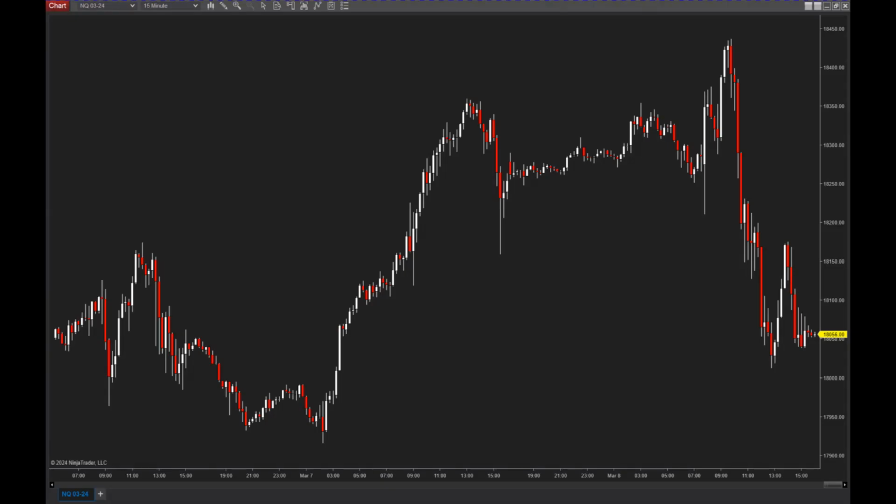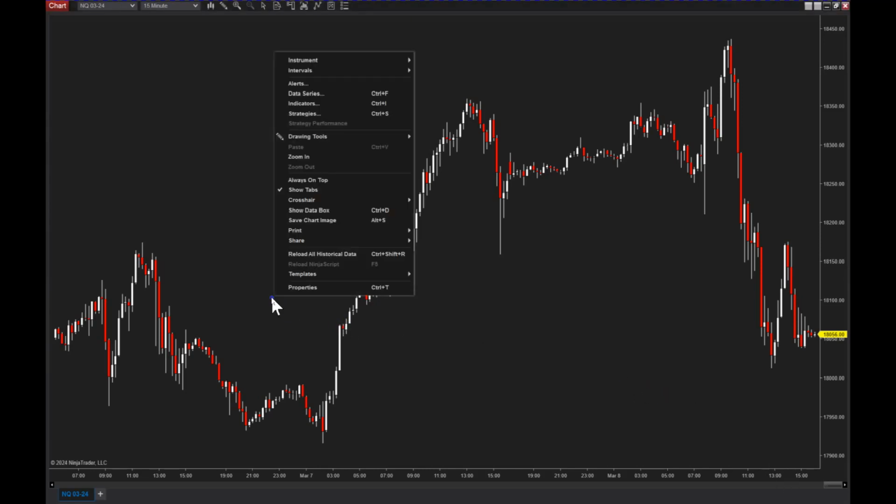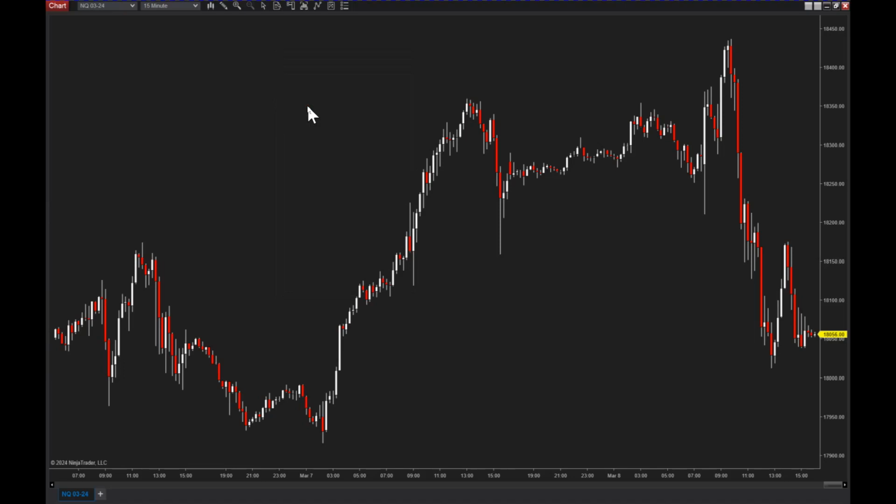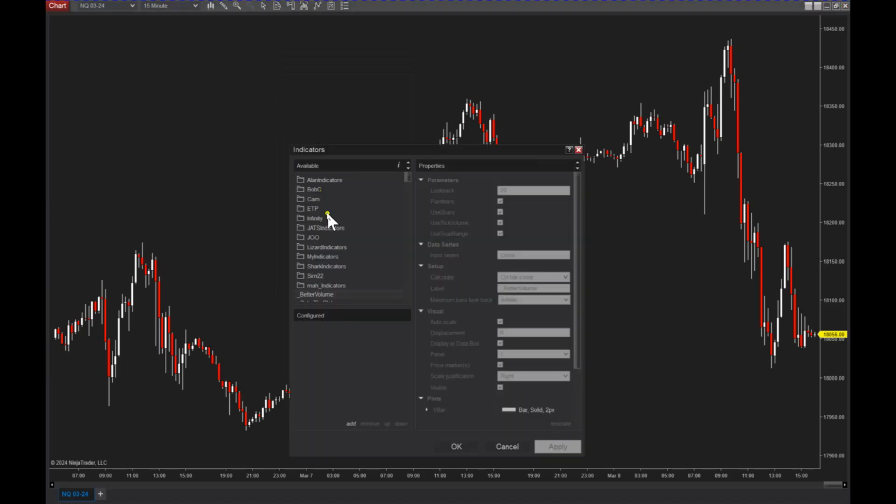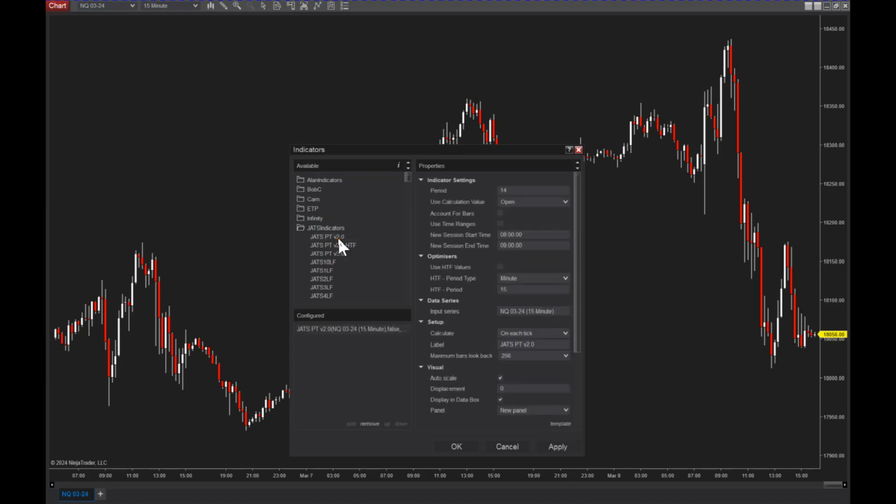Going to do an instructional video on how to put the indicator on the chart. Now that you have your NinjaTrader indicator for JATS PT, I just right click the chart. This is a NinQ 15 minute, and I choose indicators. And there's going to be a folder called JATS indicators. And the PT2, the very top one, just click it one time. It puts it down in your configuration box.